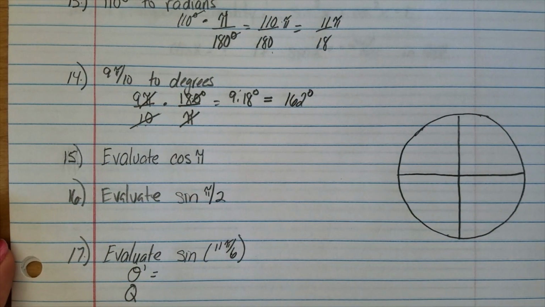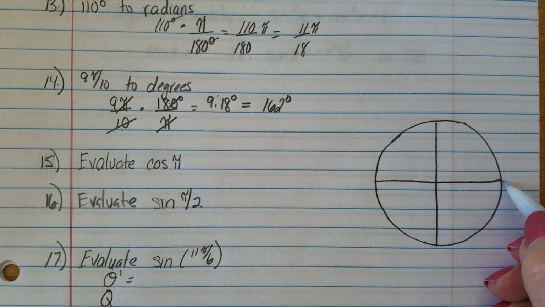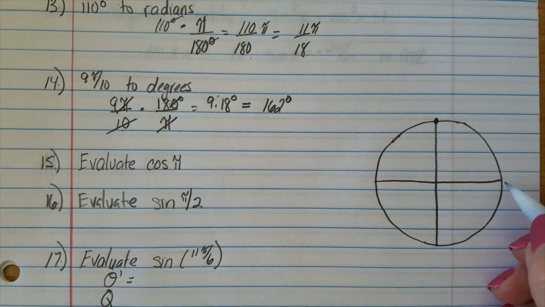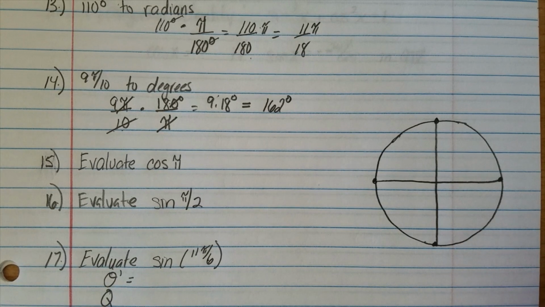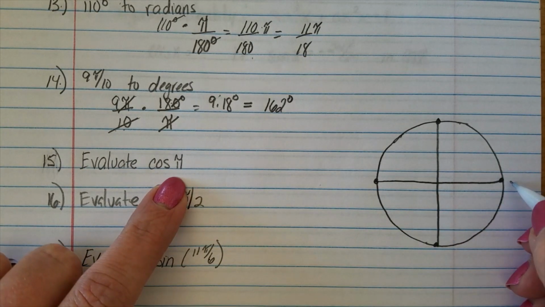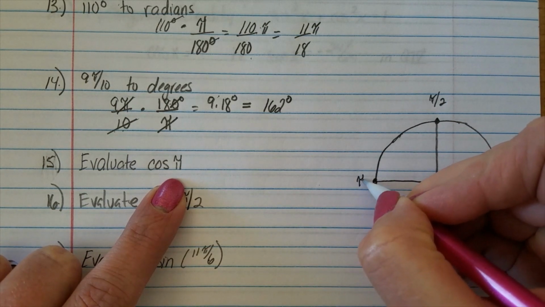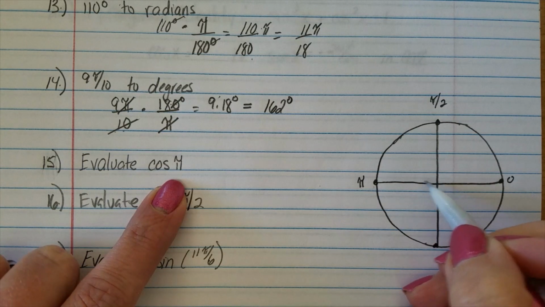15, evaluate cosine of pi. Okay, so whenever we are evaluating these trig functions, we are looking towards those ordered pairs that fall on the outsides of the unit circle. And if we're in a unit circle, we know that the radius is 1. One is a unit. So let's find pi. Well, here's 0, pi over 2. Here's pi.